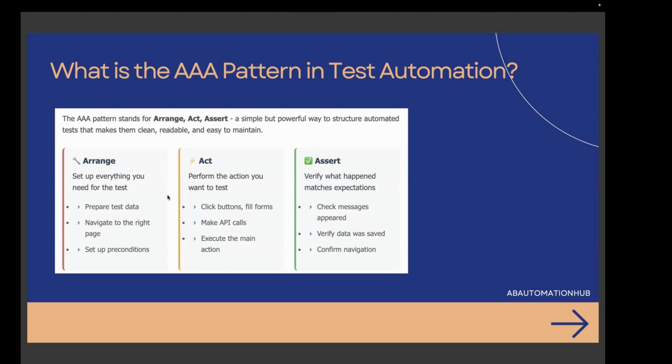Arrange, act, and assert. Arrange: set up everything you need for the test. For example, preparing the test data, navigating to the correct page, and setting up the preconditions. Then is act. Act means actually performing the action. For example, clicking the buttons, filling the forms, making the API calls, executing the main action.